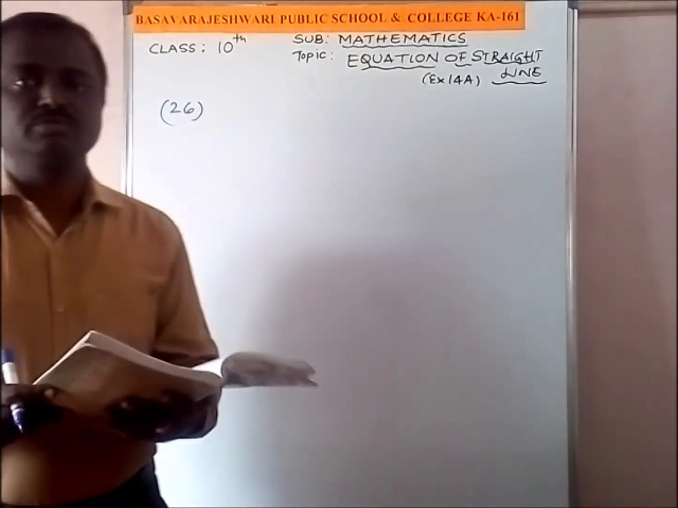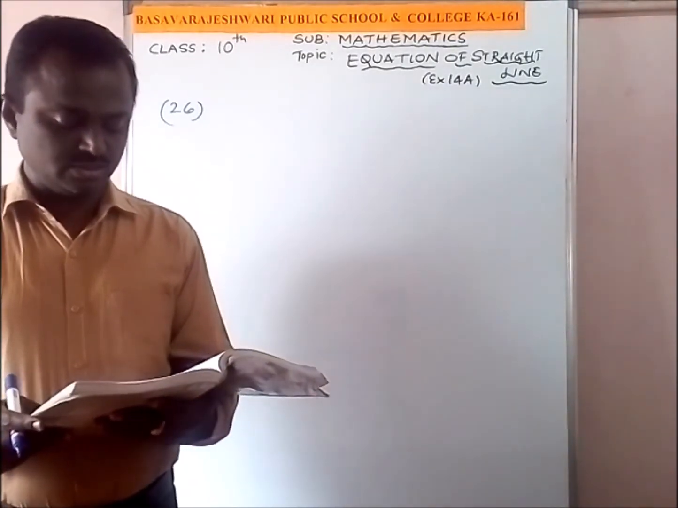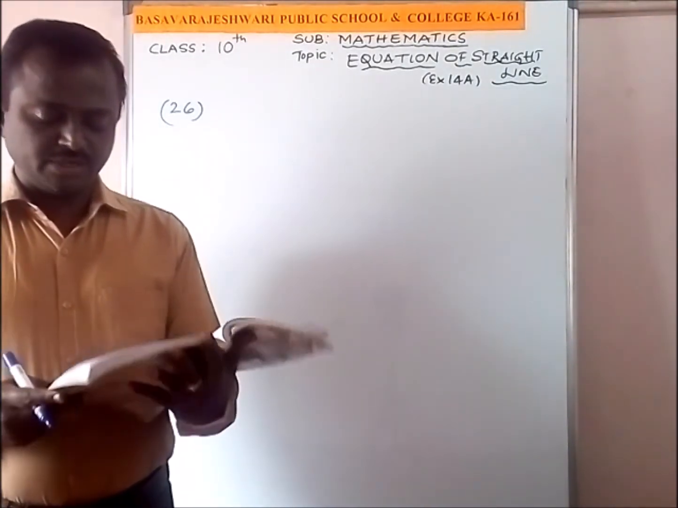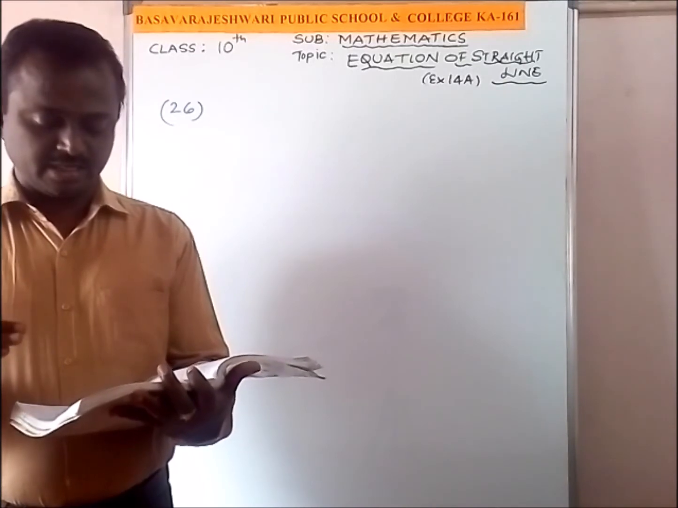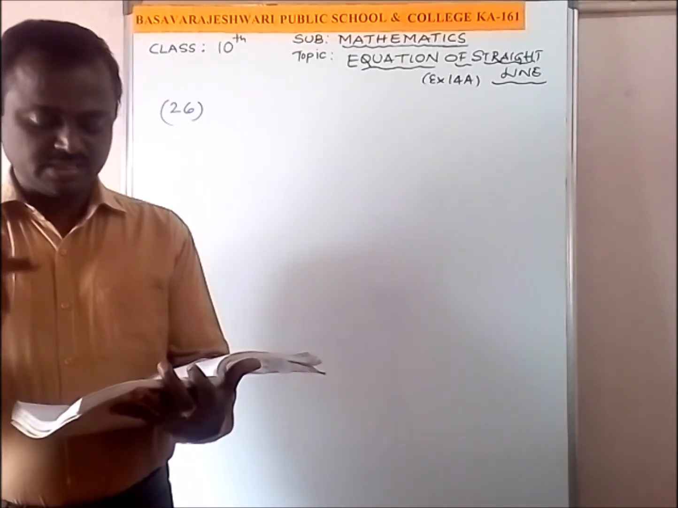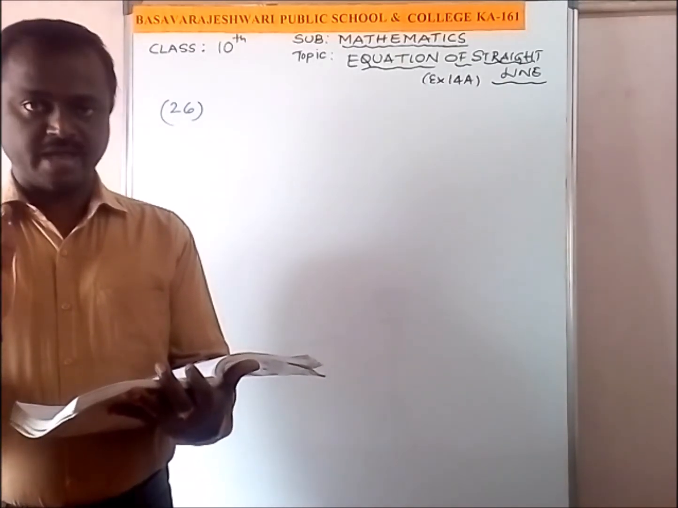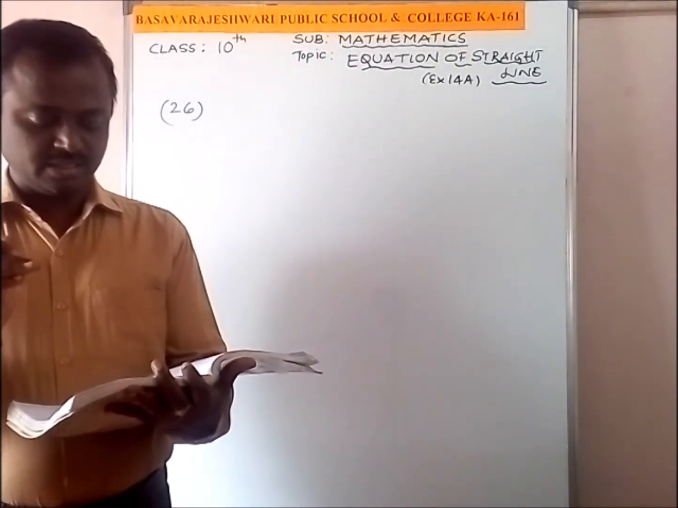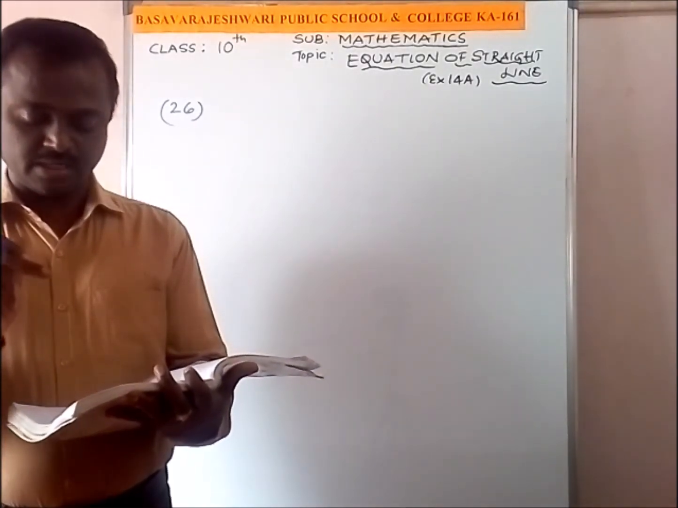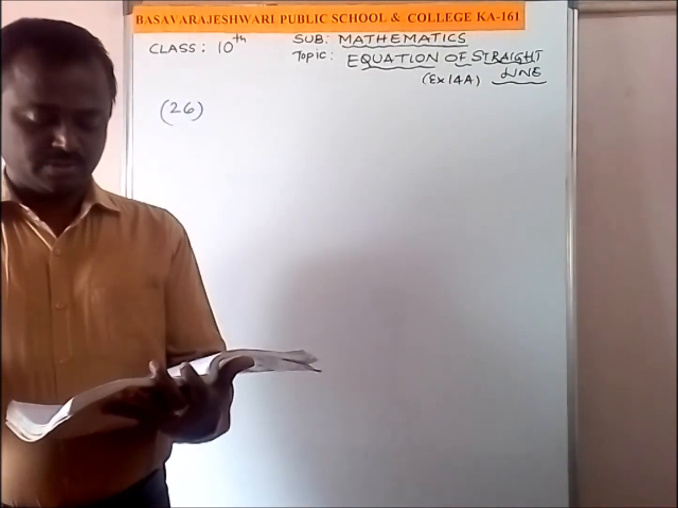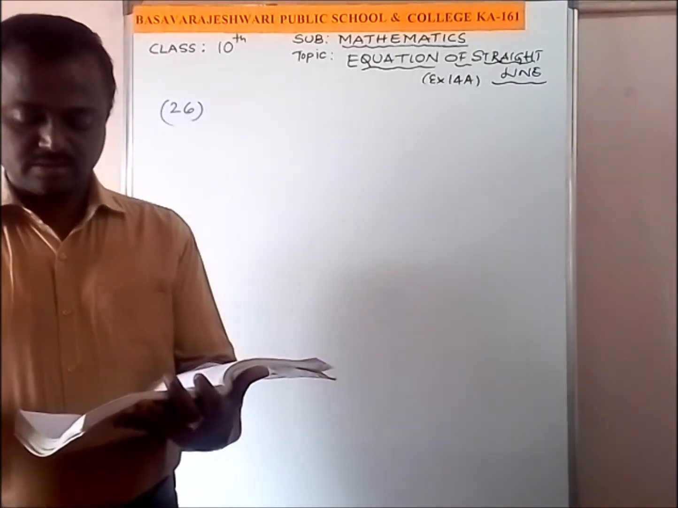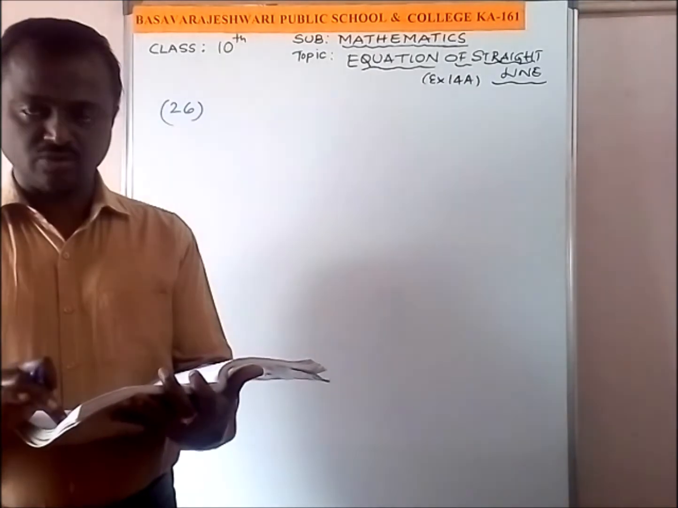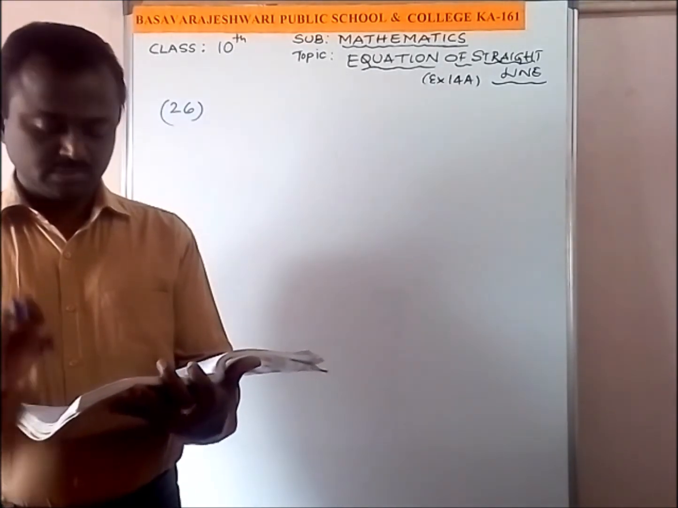If you observe question number 26, there also in the given figure, ABC is a triangle and BC is parallel to the y-axis. AB and AC are intersecting the y-axis at P and Q respectively. Write the coordinates of A. What are the coordinates of A? There in the figure we can say (4, 0).